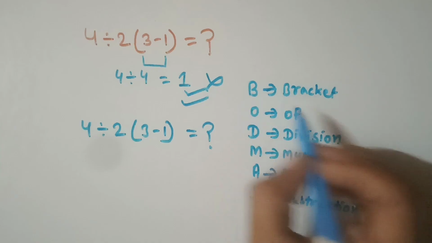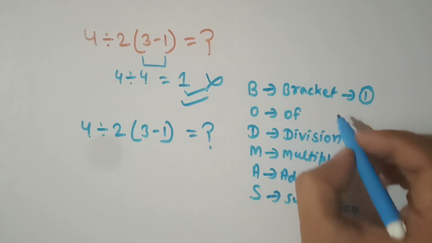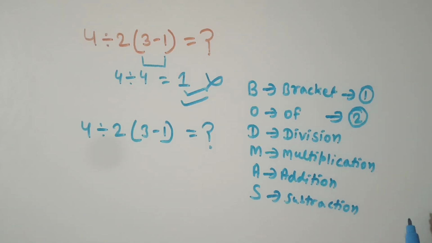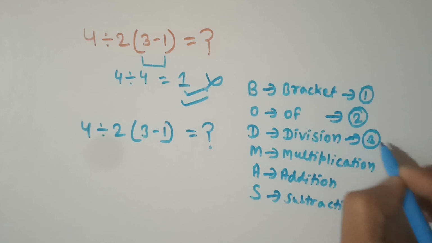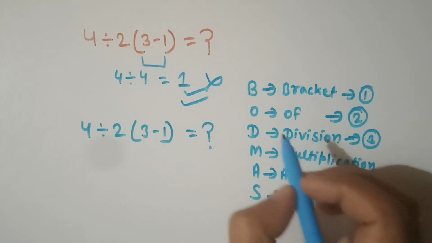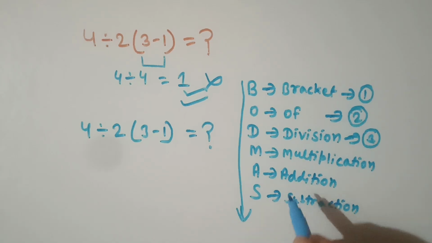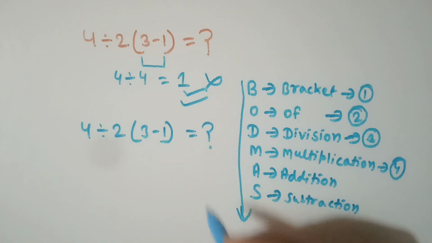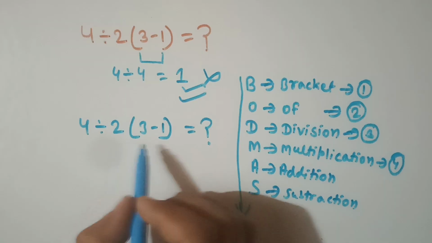B is bracket, which gets the first priority for solving the question. O is of, which gets the second priority. Okay, and D is division, which gets the third priority. So this moves in this order, right? M is multiplication, which gets the fourth priority. So in this way, the order moves.